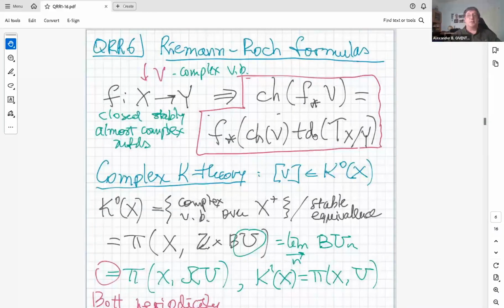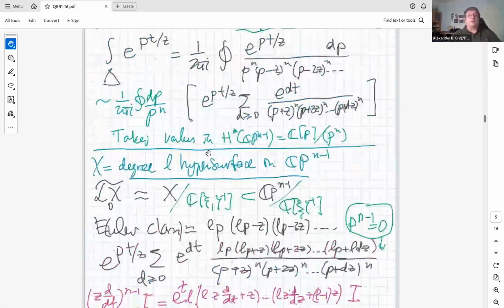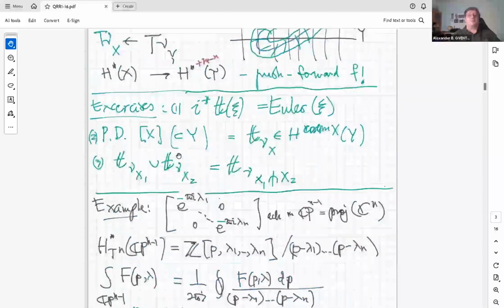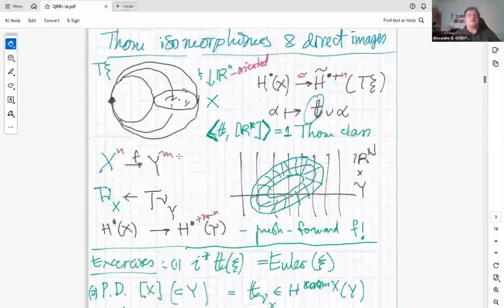We still have to recall what all those things are. But this f star is a push forward in cohomology theory, which we discussed last time. Maybe I can show you where we discussed it. It's here.